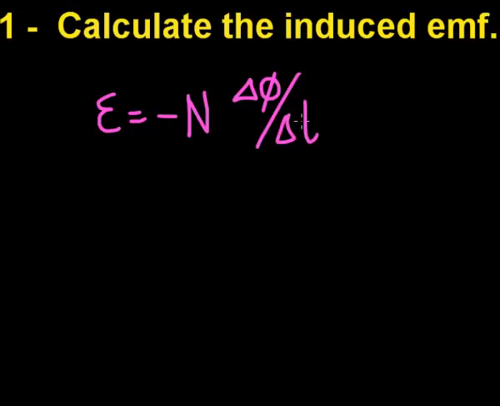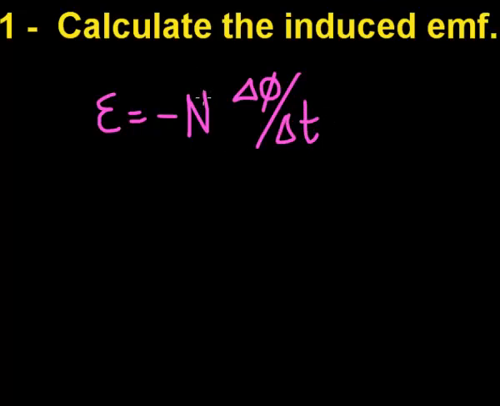Now, the question first asks you to calculate the induced EMF. Let's take a look at our formula. Our induced EMF is indicated by our E here, and it's equal to negative the number of turns, multiplied by the change in magnetic flux divided by the change in time.